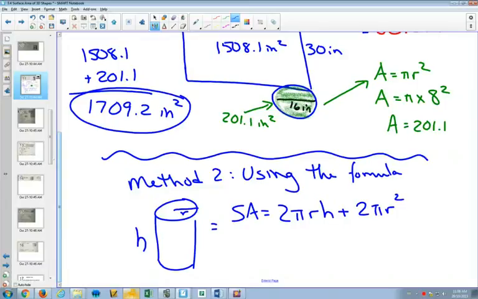Now if we put the numbers into the formula, we're going to notice something here. So let's say we put all of our numbers. We know that our height is 30 inches. We know that our radius is 8. Our radius is 8, our height is 30.